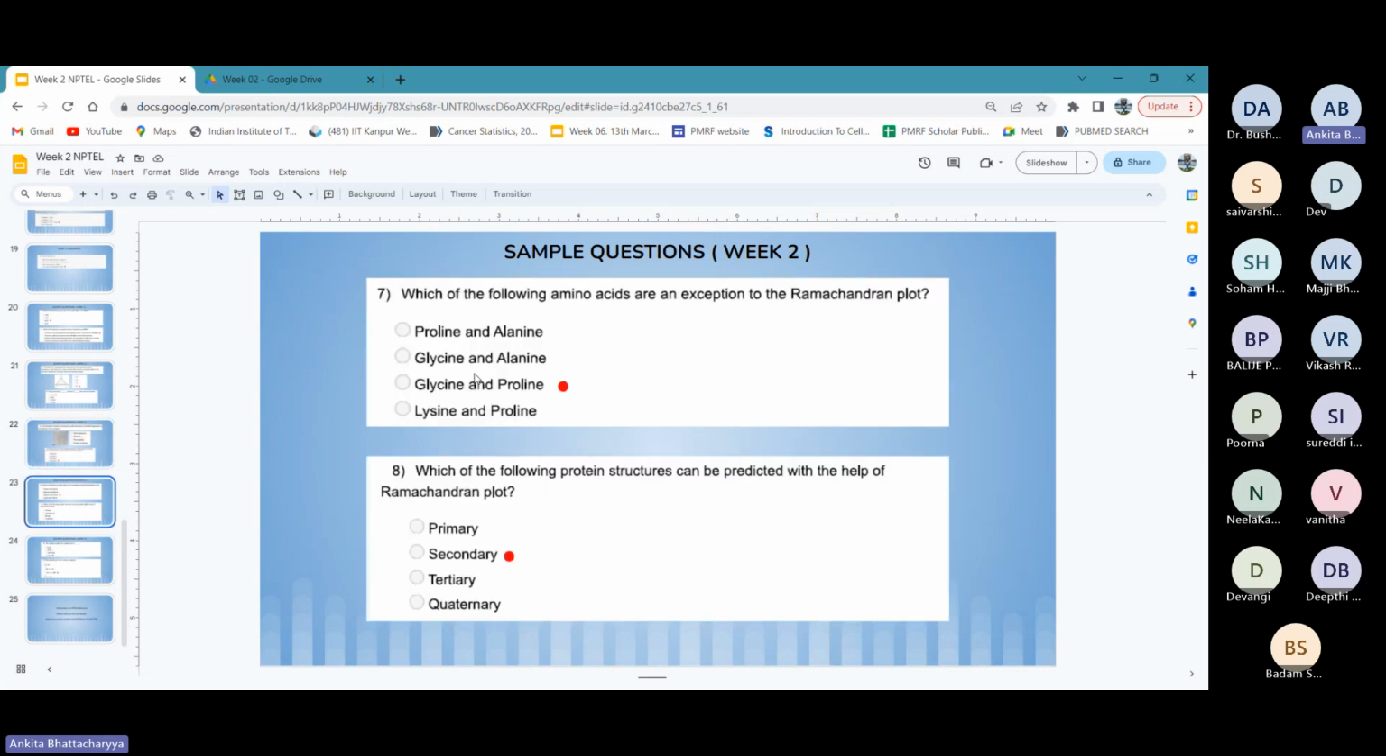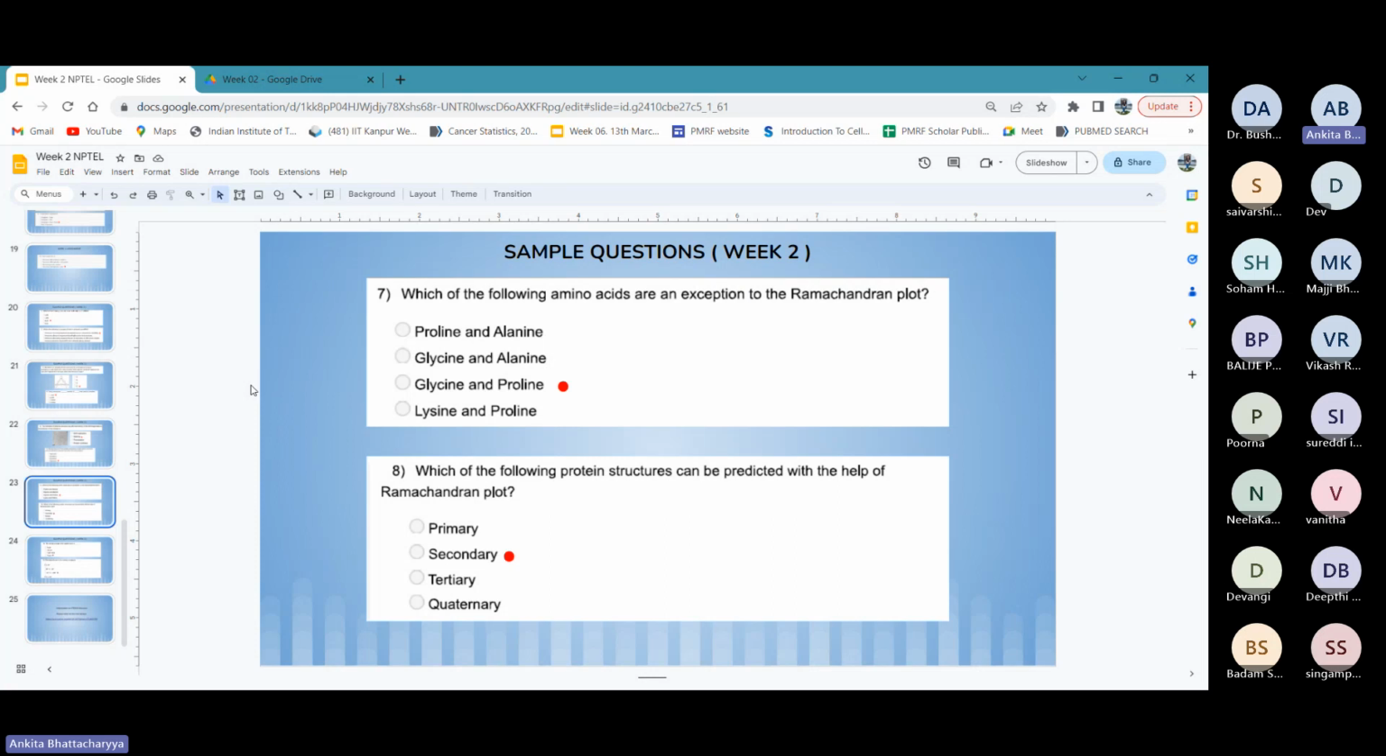Then in question 7, we are asked which of the following amino acids are an exception to the Ramachandran plot. We also saw this, it was there directly in the lectures. So there is proline, alanine, glycine or lysine majorly as the options. The answer to that, since we already know, I'm getting directly to it. It is glycine and proline, which are exceptions. Glycine because of its extreme conformational flexibility, and proline because of its very restricted structure. So that is the correct option here as well.